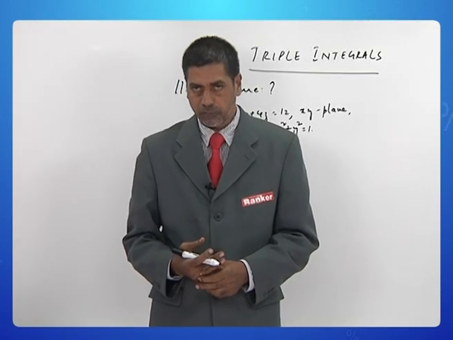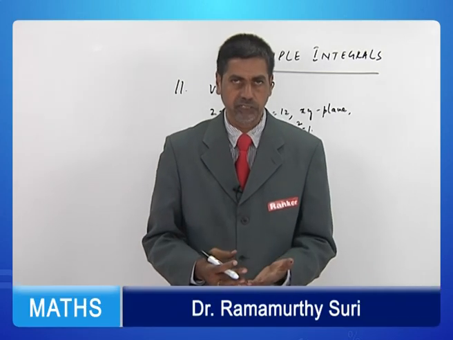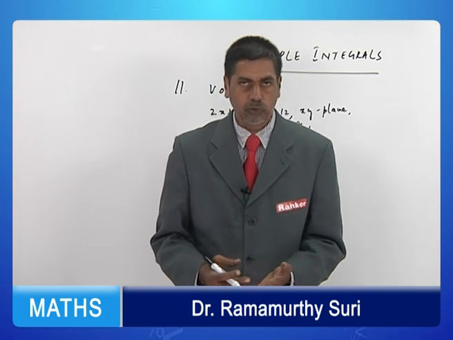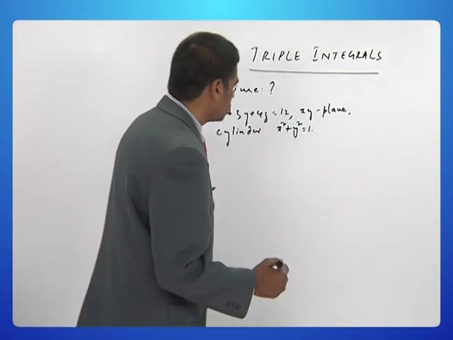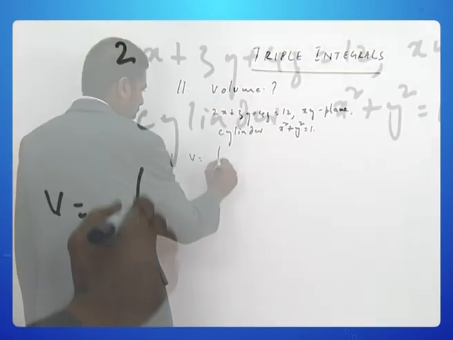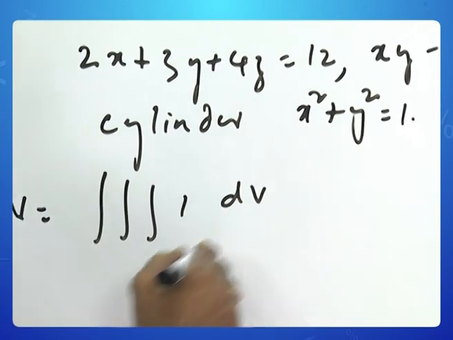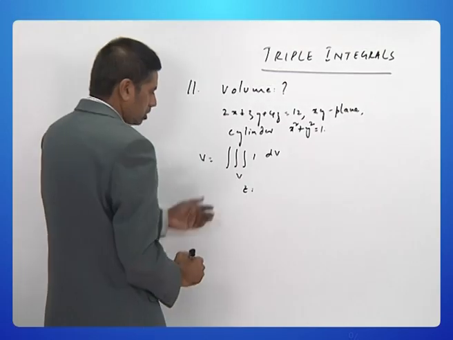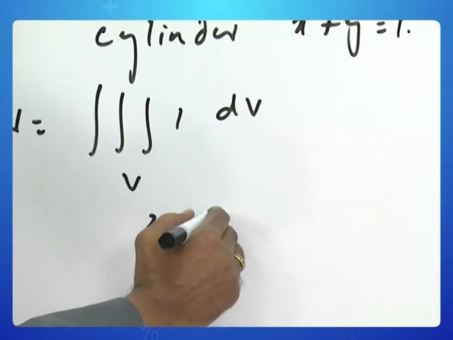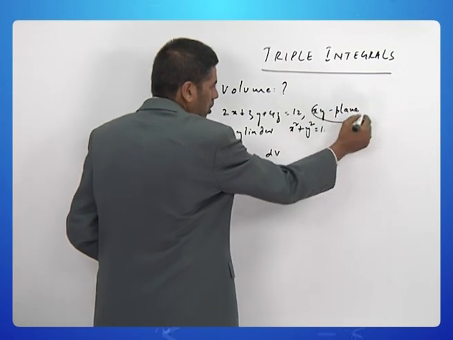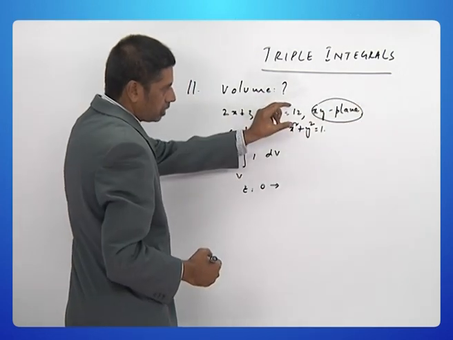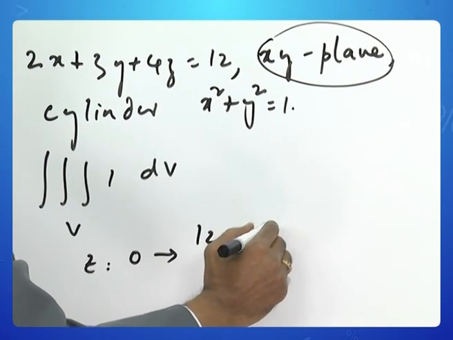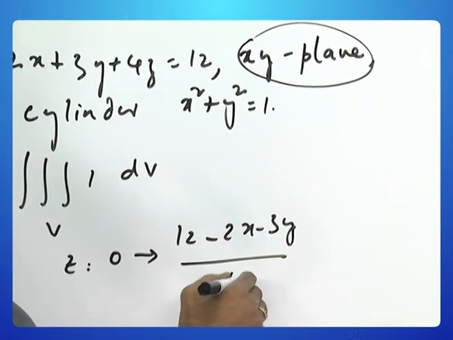This is a volume application where in the double integration stage we can introduce plane polar coordinates. Again, the density function will be 1 for all volume applications. So volume is equal to triple integral 1 dV. First we integrate with respect to z. Z is equal to 0 to 12 minus 2x minus 3y divided by 4, because the solid is bounded by the xy plane, and the equation of the xy plane is z is equal to 0.